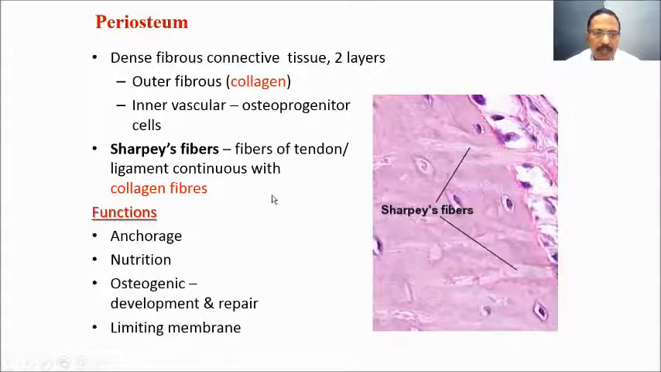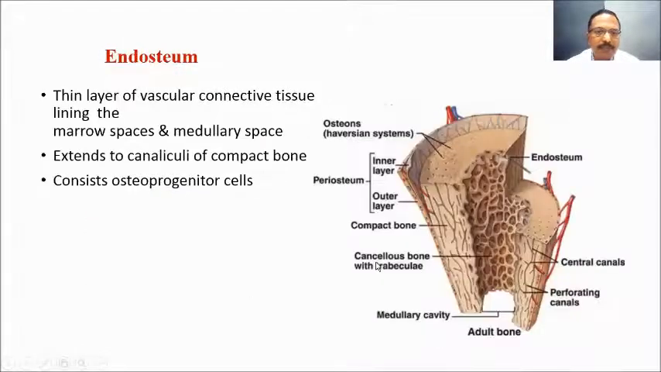So, how is the periosteum functioning? They are providing anchorage. Blood vessels, nerve fibers and lymphatics are entering, so they are providing nutrition. And since osteoprogenitor cells are there, they are osteogenic, and it also acts as a limiting membrane.